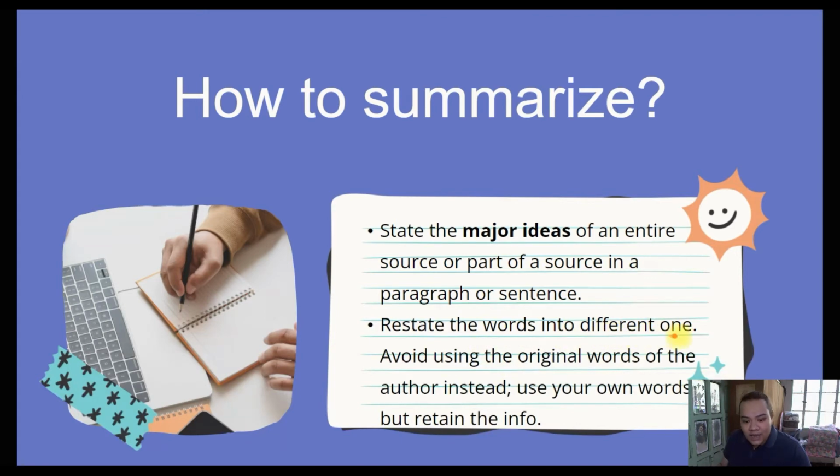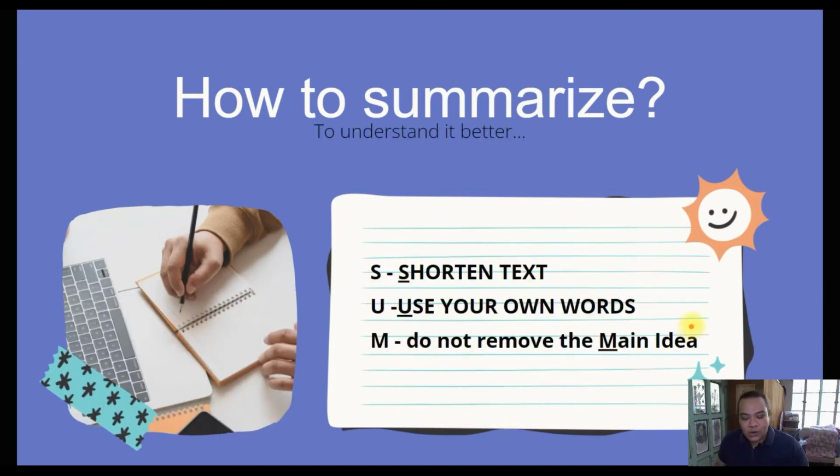Okay? So that was our last step. The shortening of those steps is SUM. So remember, when you have to summarize something, remember the acronym SUM: Shorten the text, use your own words, and do not remove the main idea. Okay? So remember that the main idea is the most important part of the summary.